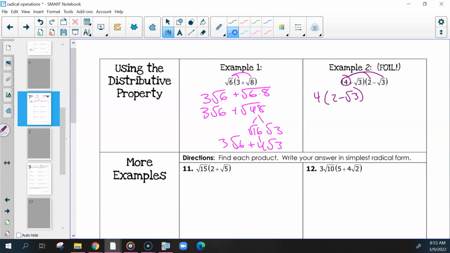Say that one more time. Why do we have to? We have to multiply both to both, and this is the only way to really do that. So if we're multiplying this to both of these, this would become 8 minus 4 times the square root of 3.